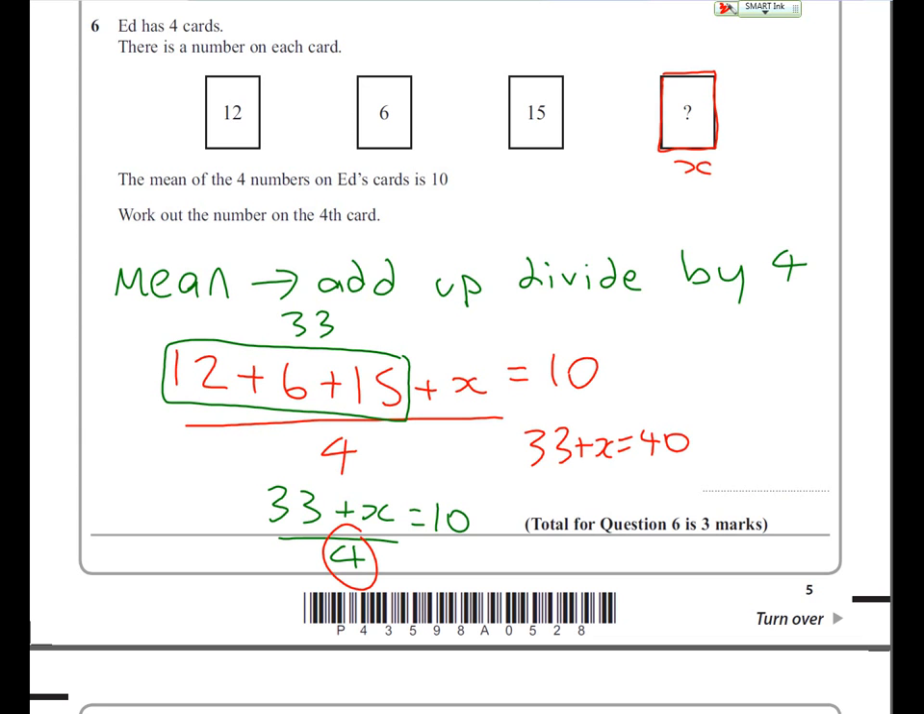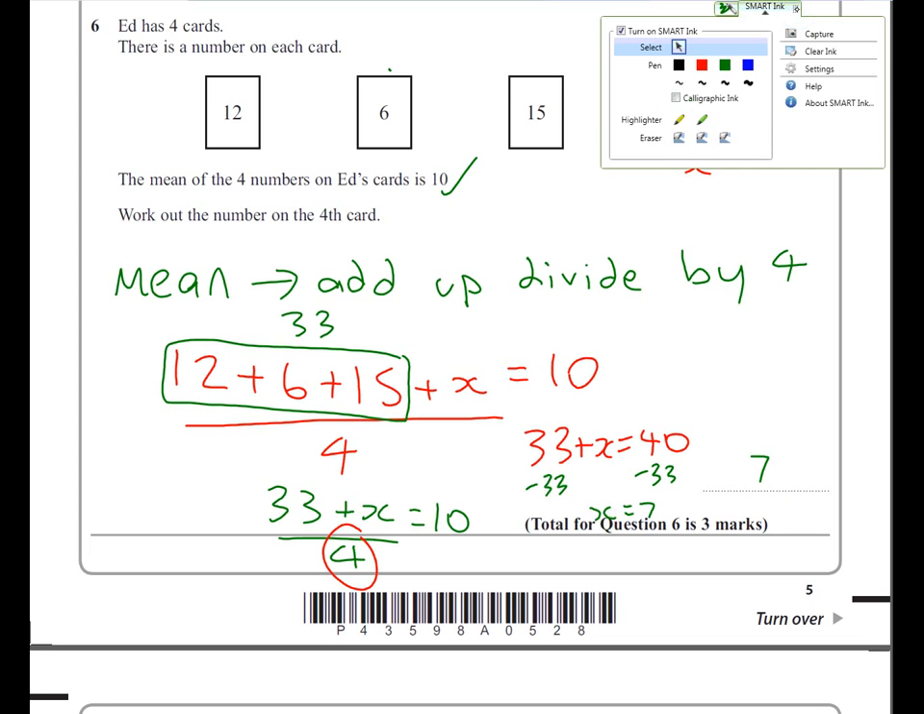You might do this a slightly different way, but this is what I do with algebra because I love algebra. Take away 33 from each side and you get that x is 7. Now you might not be too confident, so you might want to check again. Add up your numbers, 18, 33, 40, divide by 4, yes you get 10. So we know we've got that one right. We've got 3 marks for definite there.